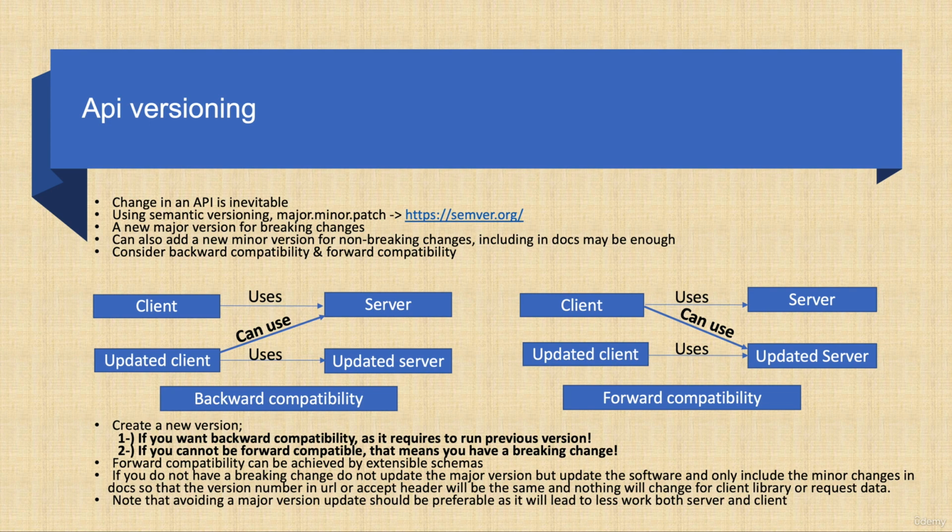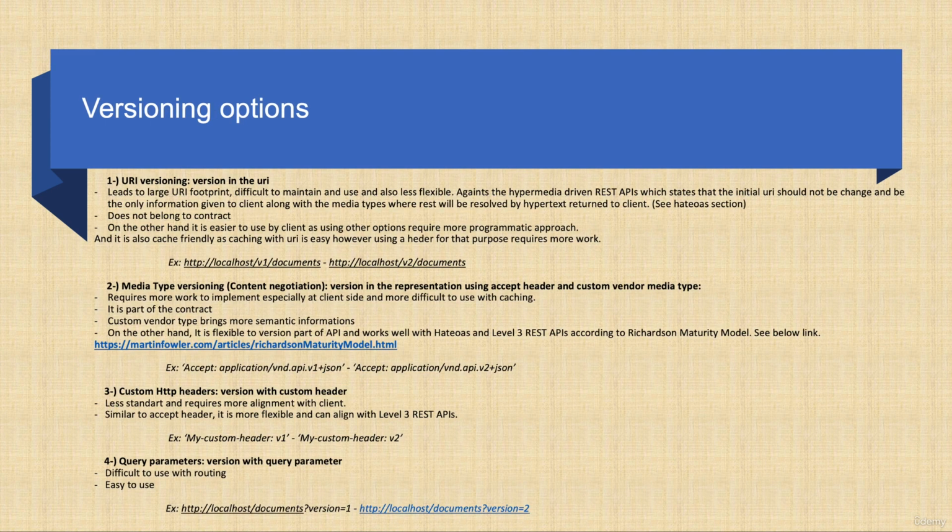So let's say we could not escape from a breaking change. Then how do we do the versioning in the API? We have four options. First one is using URI versioning.